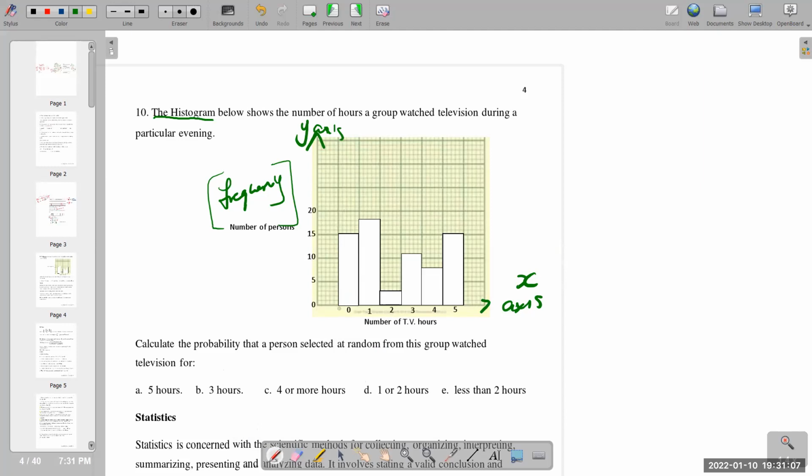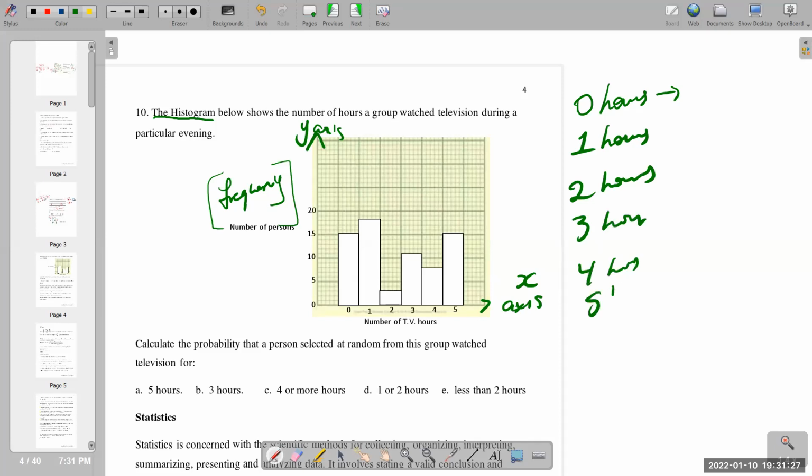Before we even continue, let's read and see if we can understand. How many people watch TV for 0 hours? Everybody read it and tell me what you get. Excellent, 15. How many people watch 4 hours? How many people watch 4 hours? That's a trick question. I want to see if y'all can figure it out.